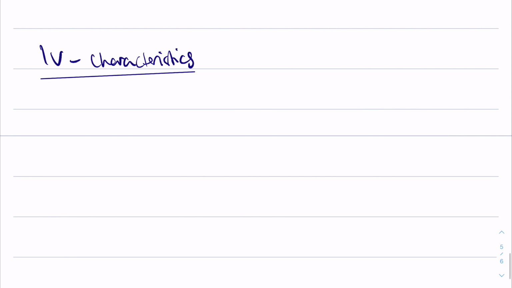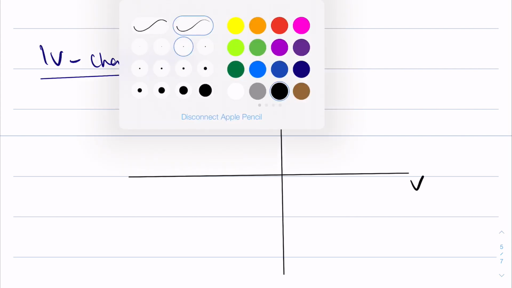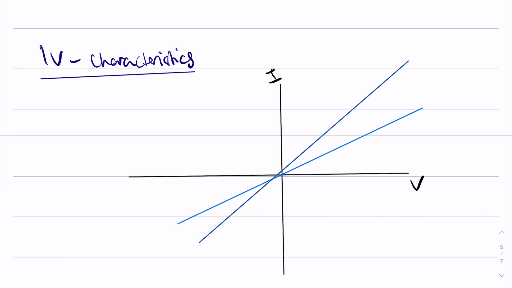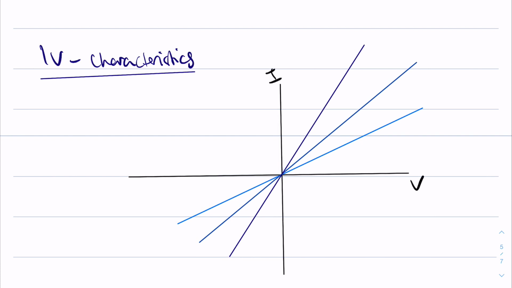So something is said to be an ohmic conductor if it has a straight line IV characteristic graph. Let's make some axes on here. You need to remember how all of these look. I have current on the y-axis, voltage on the x-axis, and I'm going to plot some lines: a light blue, a slightly darker blue, and the deepest blue as the steepest.